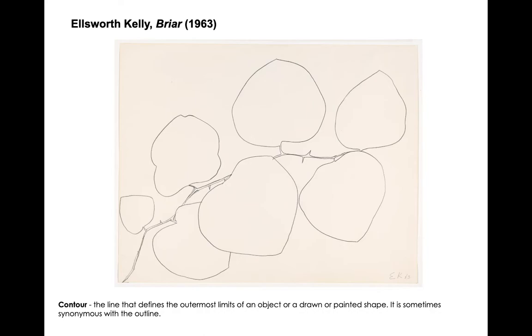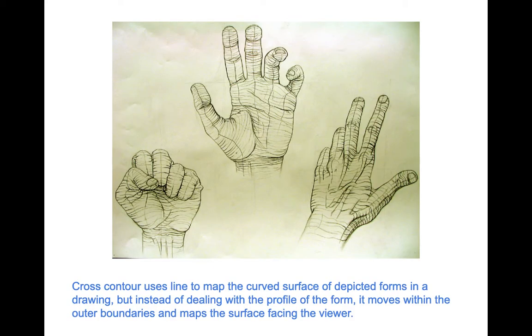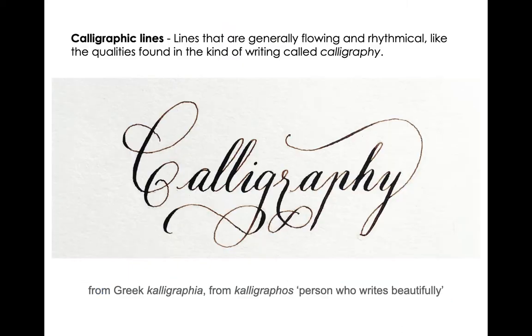There are several vocabulary terms that identify how a line functions within a composition. This simple drawing by the artist Ellsworth Kelly exemplifies a contour line. The outermost limits of the briar were drawn, while the rest of the form has been left out of the composition. On the other hand, this drawing with contour lines uses lines that map the curved surface of the form. The lines move within the outer boundaries, tracing the surface as the eye travels along this path.